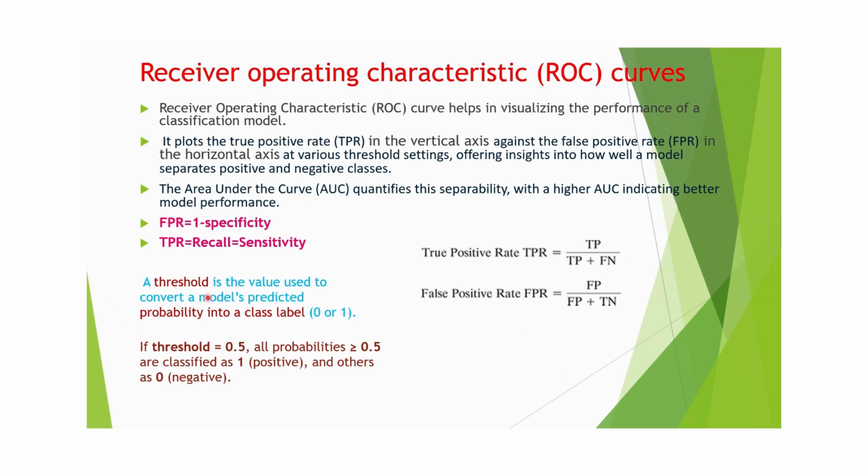A threshold is the value used to convert a model's predicted probability into a class label, that is 0 or 1. If the threshold equals 0.5, it means all probabilities greater than or equal to 0.5 are classified as positive, that is 1, and others are 0, that is negative.